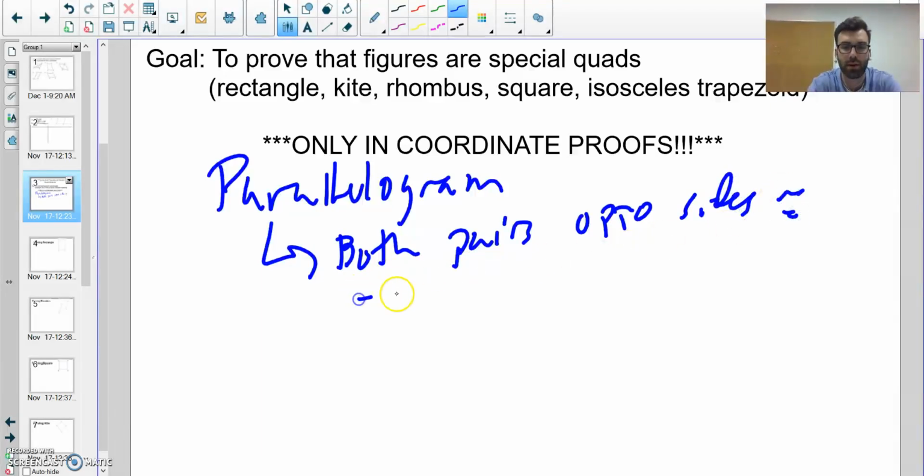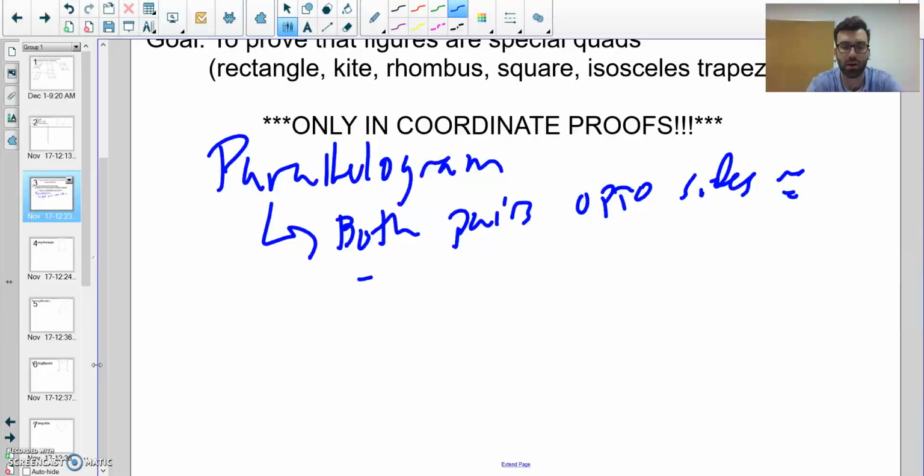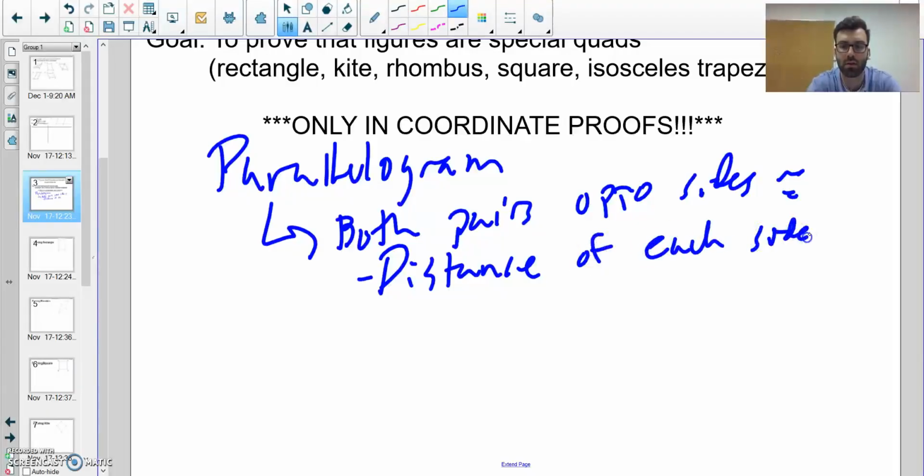Okay, to do that, to prove they're congruent, I need to take the distance of every single side. If the opposite sides are congruent, then that's a parallelogram. Just the opposite sides though, okay? All four sides can't be the same. If all four sides are the same, that's a different shape, and we'll talk about what shape that is in a second.